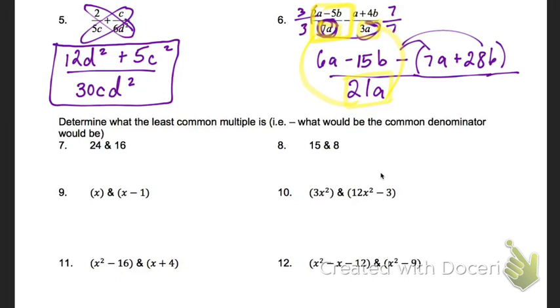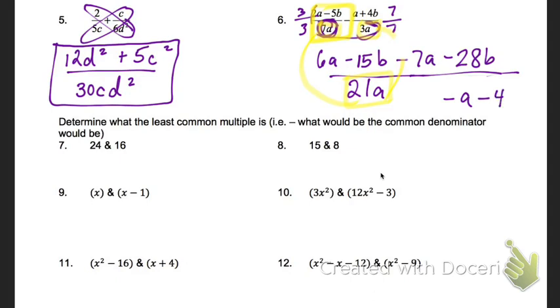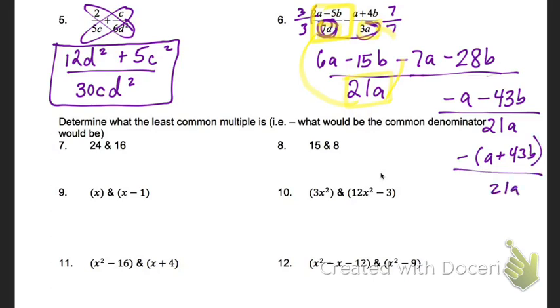So then I'm going to distribute the negative. So it becomes minus 7a minus 28b. Then I combine my like terms. You get negative a minus 43b over 21a. Can I do anything from there? No. You could pull out a -1 if you wanted, but I would accept either one. You don't have to pull out a -1.